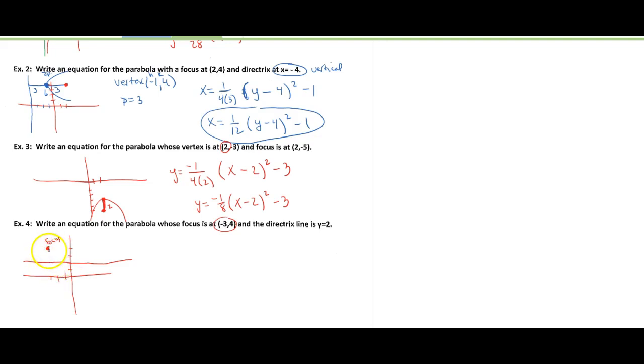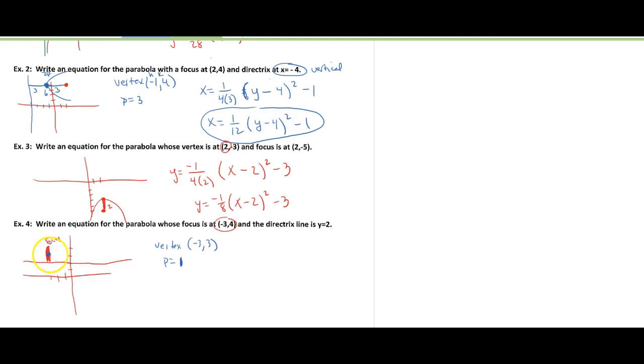So if I look, the distance here is 2. So the vertex is going to land right in the middle there. So I'm going to go 1 unit down, 1 unit up, and here's the vertex. So my vertex is going to be at -3, and then it's going to be 1, 2, 3. -3, 3. Now, what was my p, my focal length? Well, the distance from the vertex to the focus is 1.